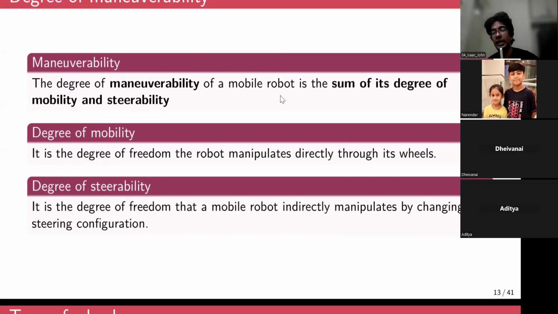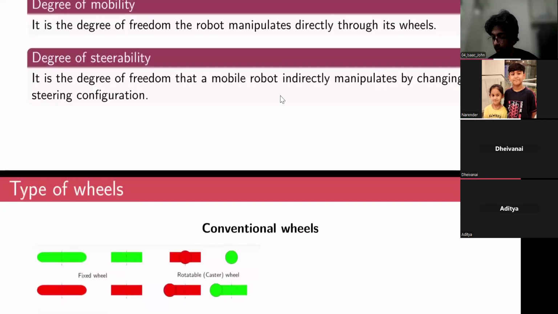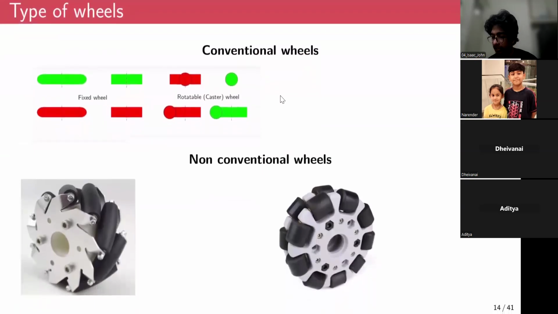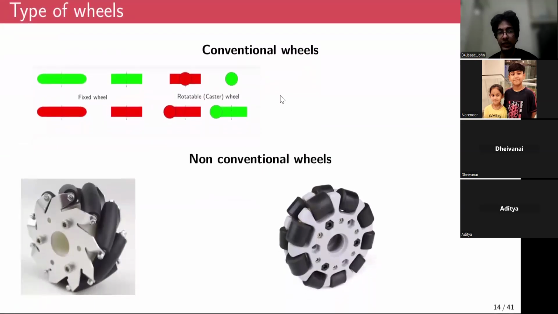So if we have a wheel and we are giving an input to change the steering angle, then it will increase the degree of steerability by 1. And the sum of degree of mobility and degree of steerability is the maneuverability of the robot, right? And we have also seen in the lectures the different kinds of wheels.